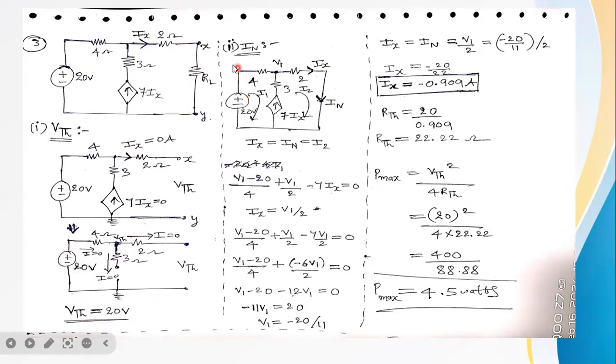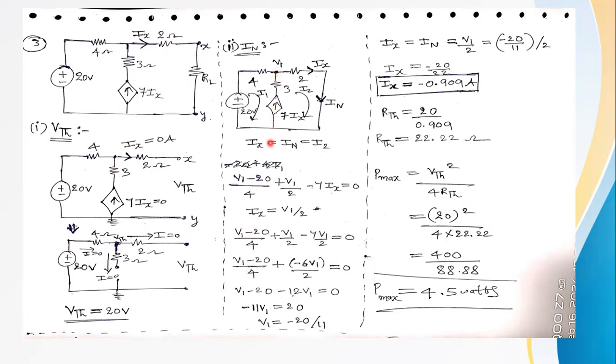Next, coming to Norton's current. So how to find Norton's current? Between X and Y there is a load resistor. Remove the load RL and short circuit the terminals X and Y like this. Then the current flowing into the short circuit is called Norton's current, IN. Here, let us assume the node voltage is V1.